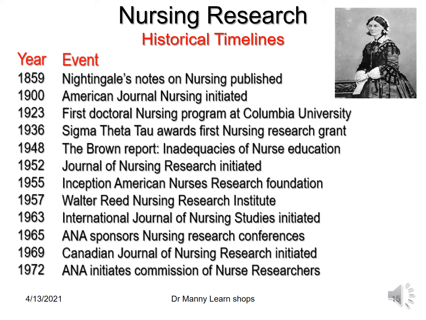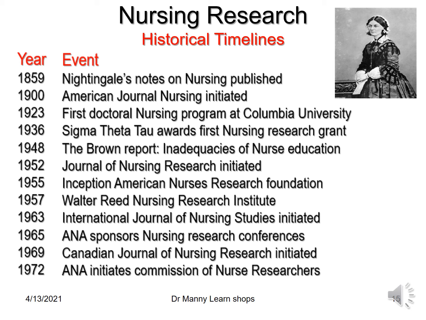If we look at our historical timelines, we as nursing researchers commenced in 1859. And this is when Nightingale published her notes on nursing. In the United States of America, who were very proactive when it came to nursing research, the American Journal of Nursing first published in the 1900s, or actually in 1900. In 1923, the first doctoral nursing program commenced at Columbia University, and in 1936, Sigma Theta Tau awards the first nursing research grant.